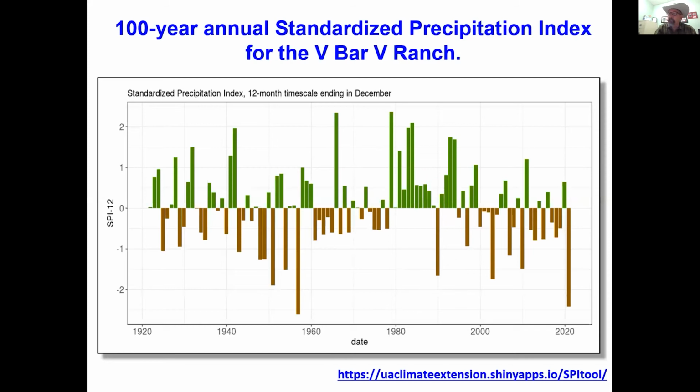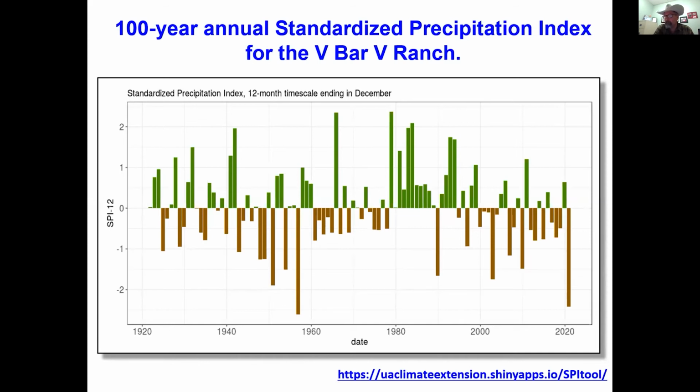This is 100 years of data, similar to what I showed you from Sonora. This is for the V-Bar-V. This came from the University of Arizona Drought Dashboard. Again, the variability from year to year stands out. Some long wet periods back in the 80s kind of stand out. But look at the last 20 years at the V-Bar-V.